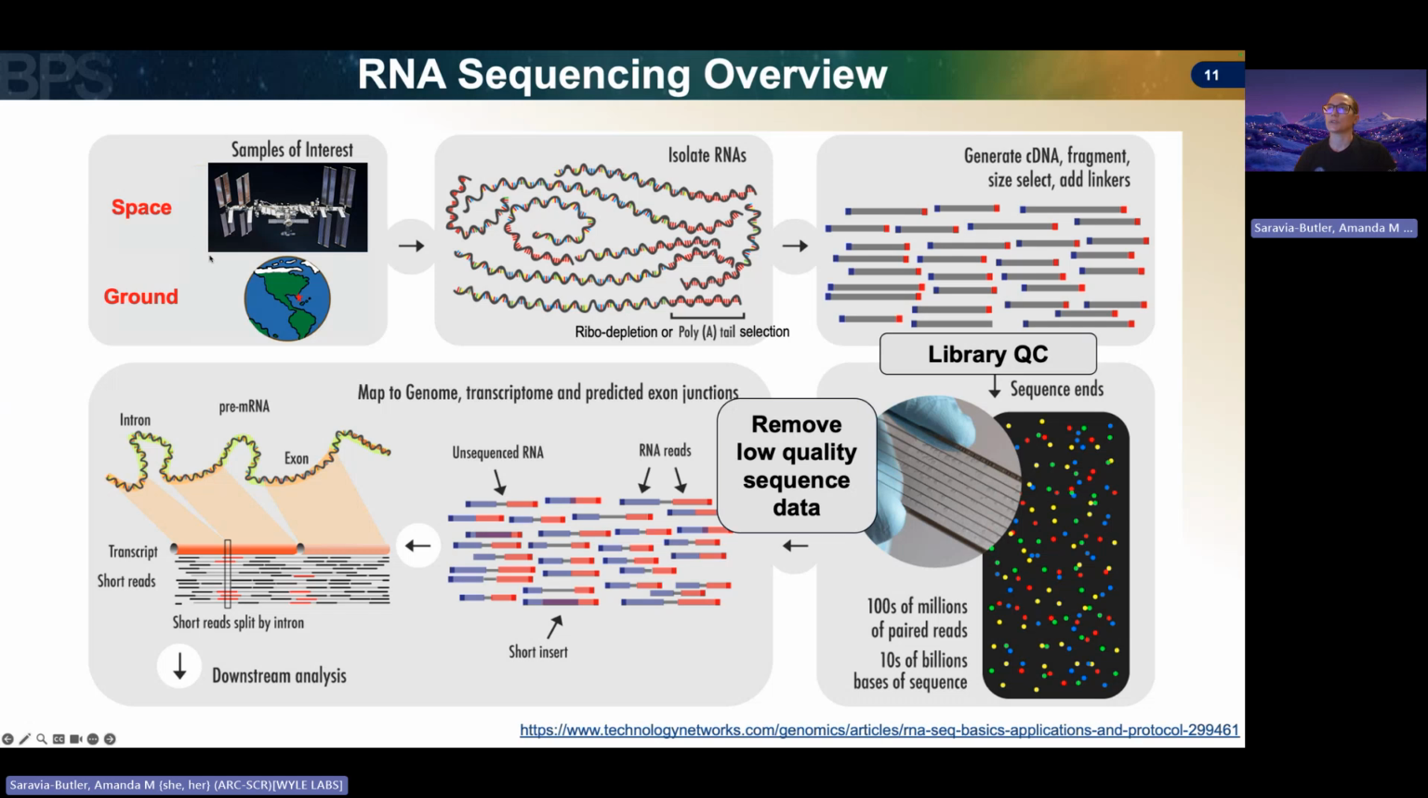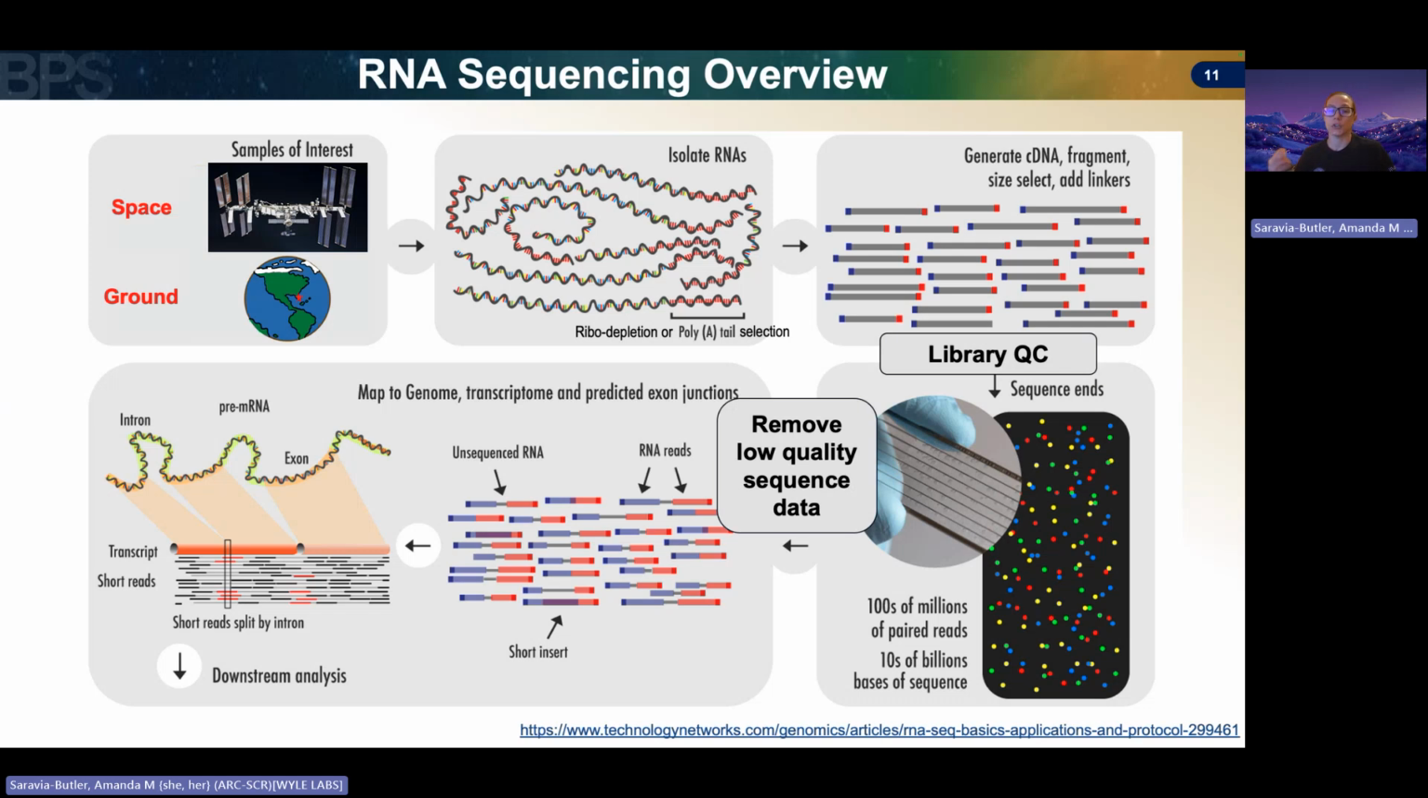So here we have our samples of interest. In our case, it would be spaceflight and ground control. It's just starring Kennedy Space Center because for the data that we're going to work with in the hands-on portion, it's going to come from the Rodent Research 1 mission in which mice were either flown on the International Space Station or kept in a chamber on Earth at Kennedy Space Center. And then you're going to take your sample from your organisms here. In our case, it was the soleus muscle, which is one of the muscles that make up the quadriceps.